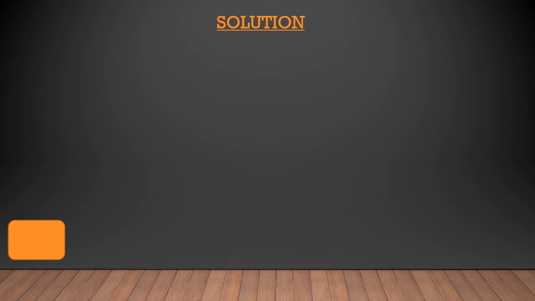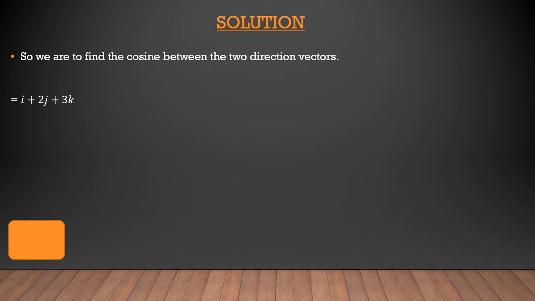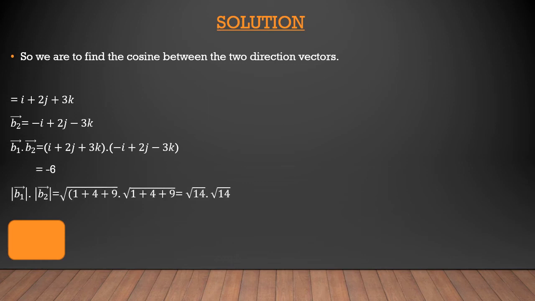So what are we going to do? We've been given two lines, and now we're going to extract their direction vectors. That means the direction vector of the first is that, and the direction vector of the second is that. We're simply going to dot them, and dotting them we're going to have negative 6. Now we find their magnitudes. Having their magnitudes, we multiply them, and we're going to have root 14 multiplying root 14.